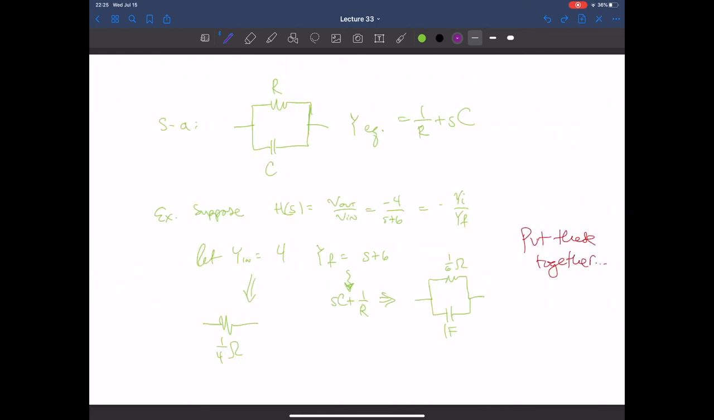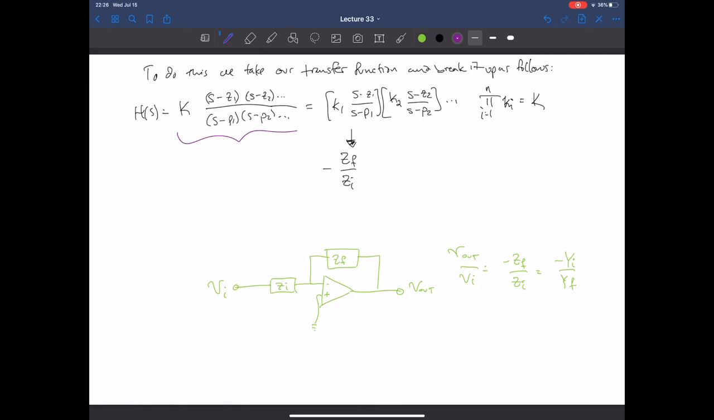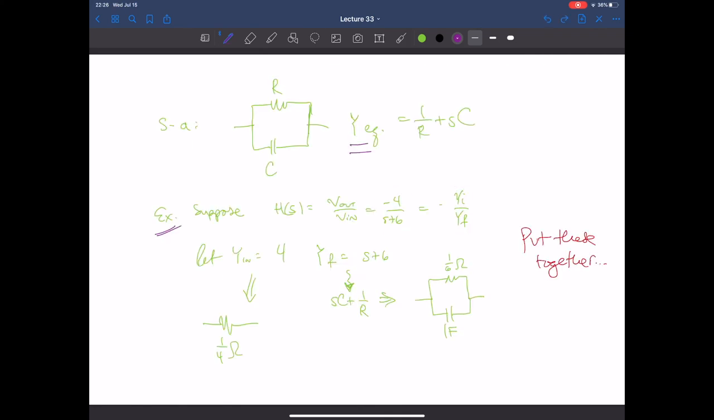So let's take a look here. If we take a simple circuit, this resistor and capacitor in parallel, and we analyze its admittance, the admittance equation looks like this. It's 1/R plus SC. Now let's suppose, for example, that we wanted something like -4 over S plus 6. So we have an input admittance over the feedback admittance. YF stands for feedback admittance here.